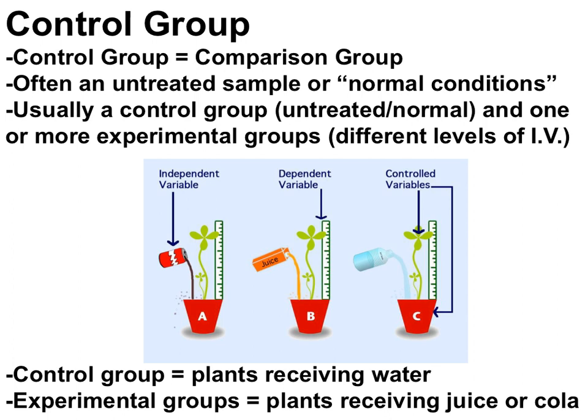So in the example below, the control group is the plant receiving water. Giving a plant water is normal conditions. You can't give a plant no liquid because then the plant would die. So that makes the groups receiving cola or juice the experimental groups.